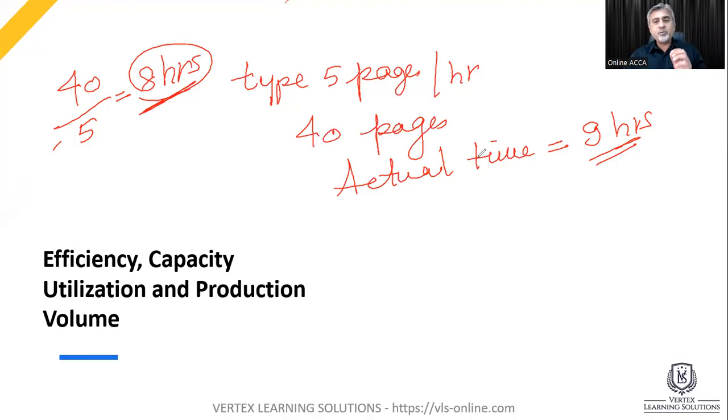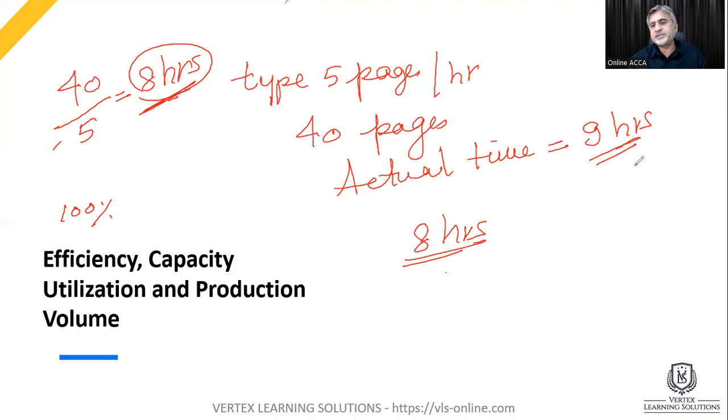Let's suppose you exactly do it in 8 hours. So you were expected to do it in 8 hours and you do it in 8 hours. So your efficiency ratio should be 100%, because you should have taken 8 hours and you actually took 8 hours. So nothing more, nothing less, nothing saved, nothing wasted. Your efficiency is 100% in this situation.